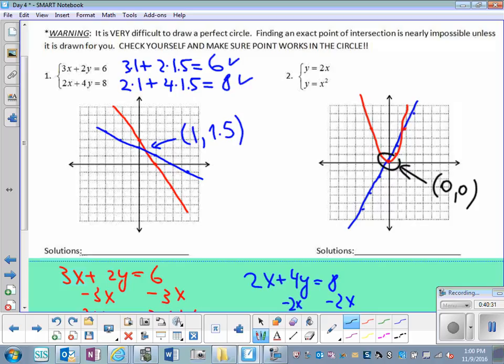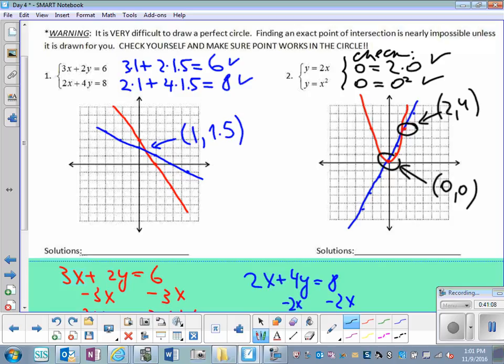Where is it, Jose? What is the point? 2, 4. Right here. Second solution. Again, I can easily check them by plugging them in. So check right here. For the first one, y equals 0, 2 times x equals 0. So that checks: 0 equals 2 times 0. And for the second one, y is 0, and x is 0, so 0 squared. Checks, right? So we check the first solution.